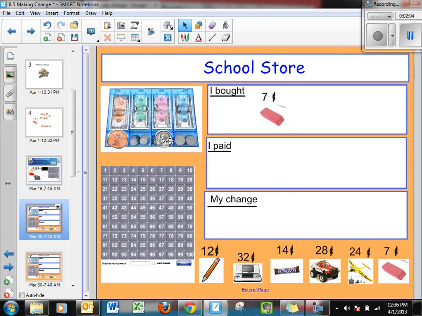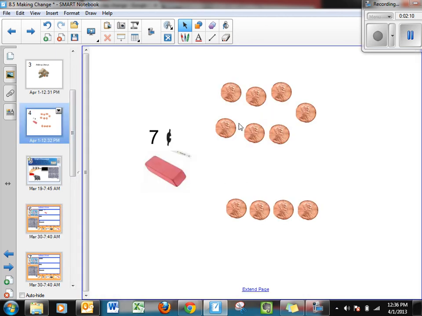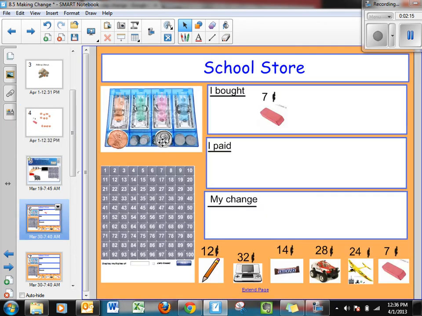Now what I'm going to pay for it is I'm going to use dimes, and I'll only make my change with pennies. You just saw a little bit ago that I could pay with pennies, but what we're actually going to do is pay with a dime, and then we'll make change with pennies. So if I pay with a dime, and I remember that a dime is worth 10, I'm going to show you that 10 on this number grid, I just flipped it over, but my eraser only costs 7, so I'll flip over 7. So you can see here it only costs 7, but I paid 10.